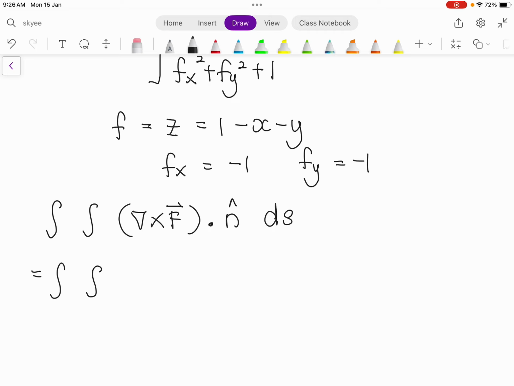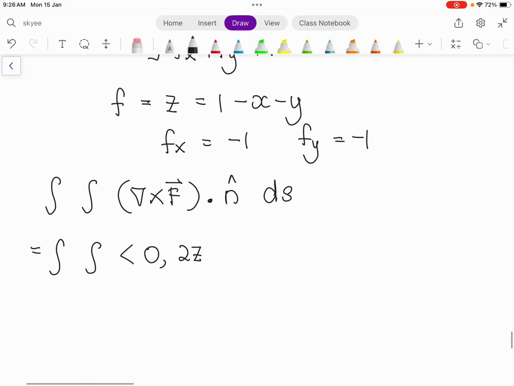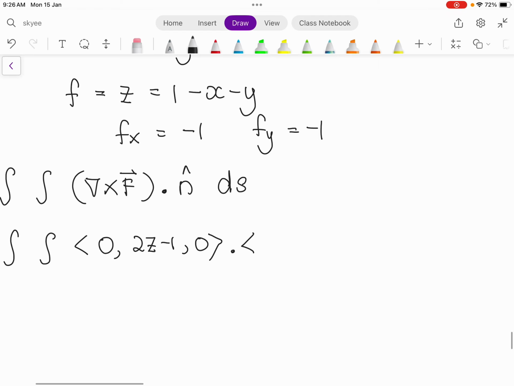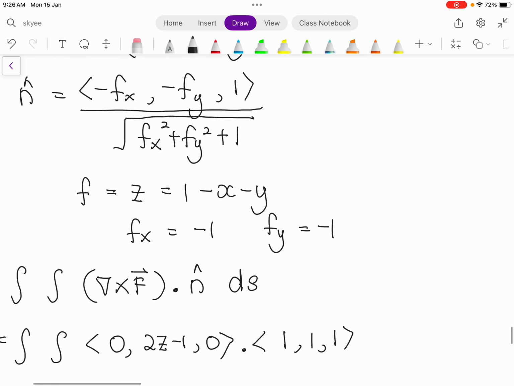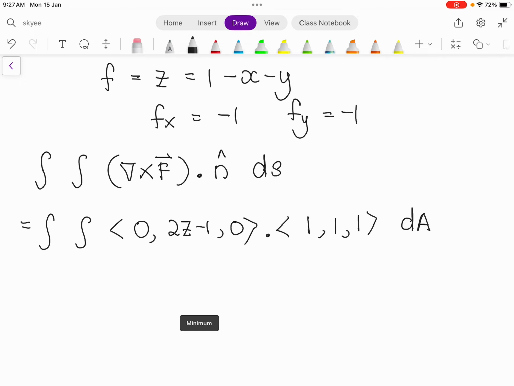Okay, so the curl of the vector f actually gives you a result of 0, 2z minus 1, 2z minus 1, 2z minus 1, and 0, because you only have the j components, right? And next, the n will be 1, 1, and 1. Okay, so the bottom part over here, I'm going to cancel with the dx. So here you left the dx, right?